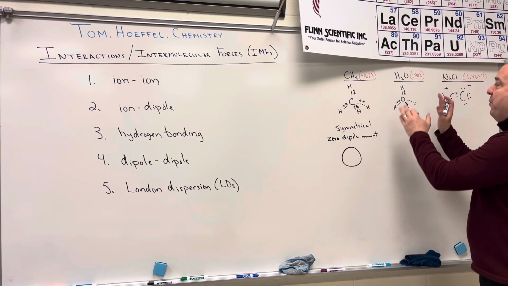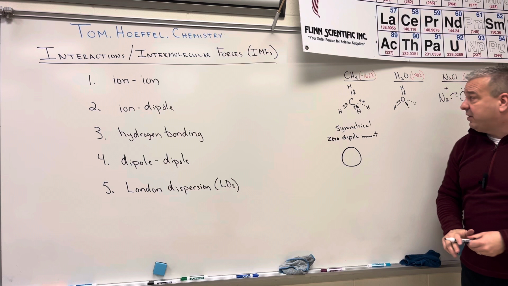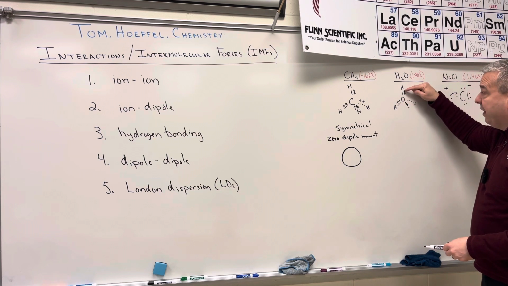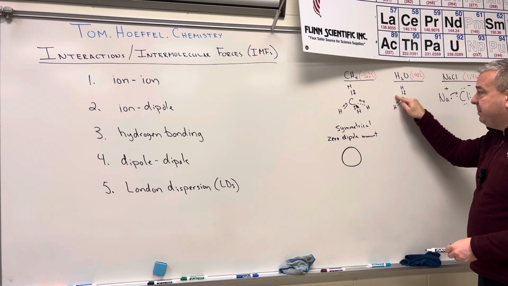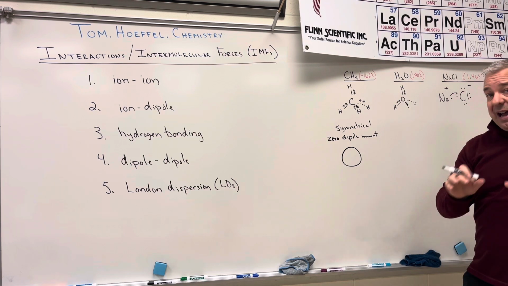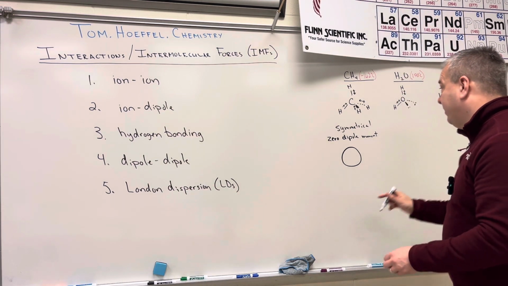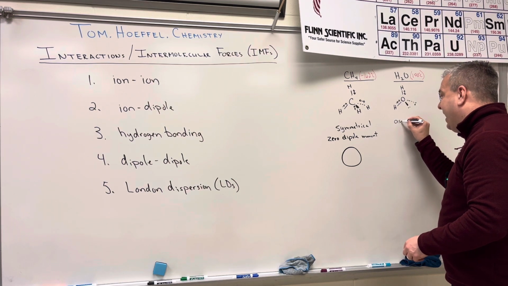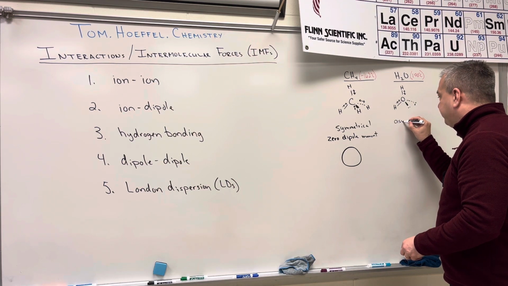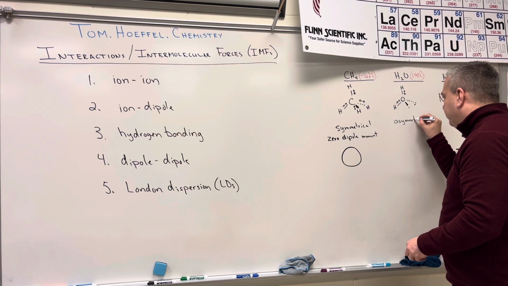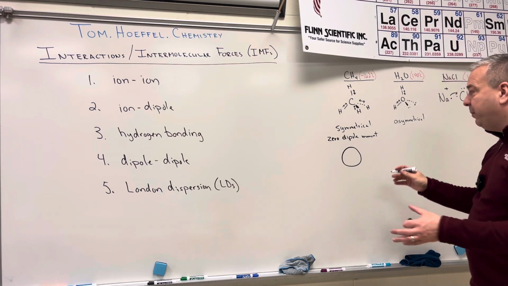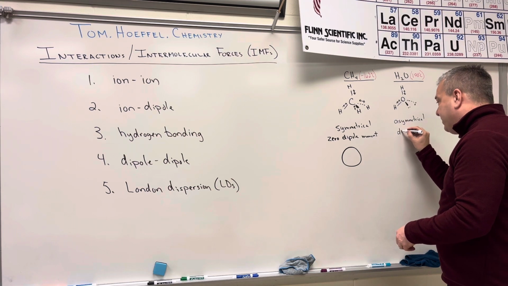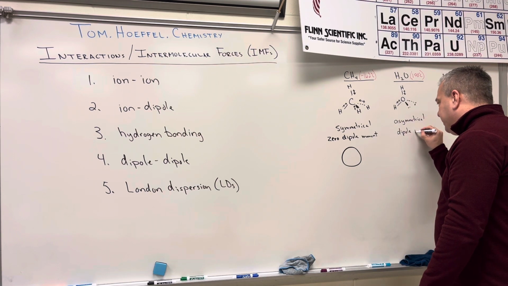Now, when we take a look at the water molecule, it also has polar covalent bonds. But it also has these lone pairs, and this is actually going to be bent. So the dipoles are not going to cancel out. We're going to say that this is going to be asymmetrical, and it has a non-zero dipole moment. It has a dipole moment.